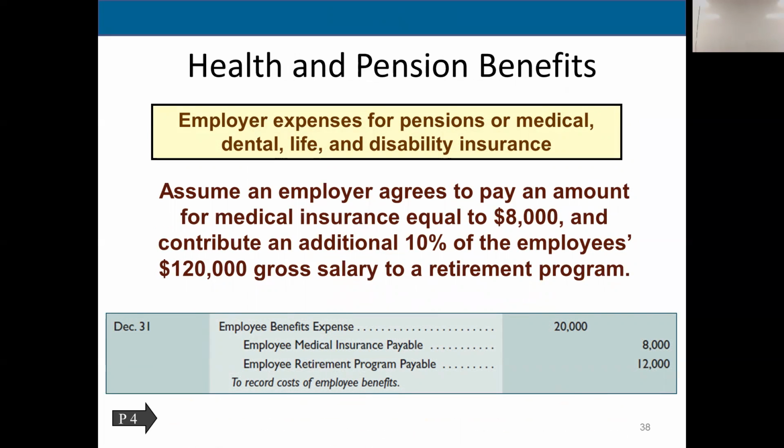Here's an example of your employer agreeing to pay an amount for medical insurance equal to $8,000 and contribute an additional 10% of your gross salary into a retirement program. Total benefits expense is $20,000. And of that $20,000, we credit medical insurance payable $8,000 and retirement plan payable $12,000.